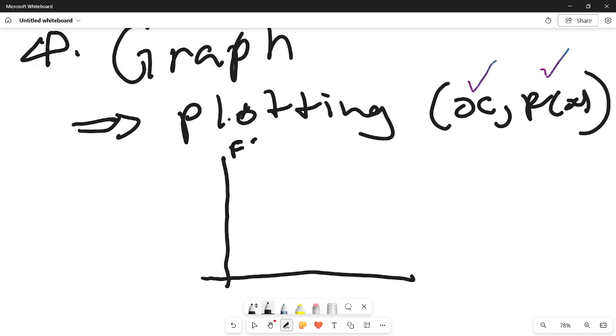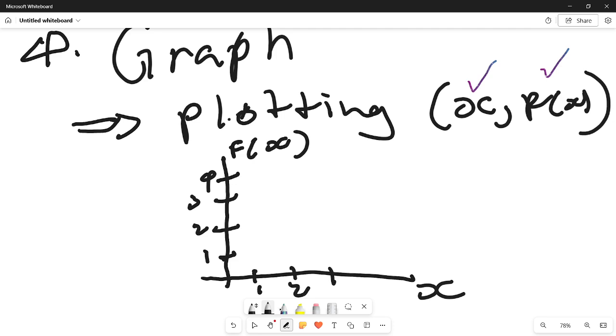All right, so we have our f of x, and this is our x. If you look at the function that we had, when x is 0, y is 3. So we can just put some numbers. Let's put 1, 2, 3, 4 along x, and here 1, 2, 3, 4, 5.